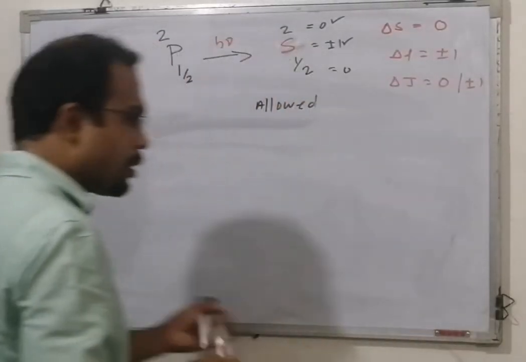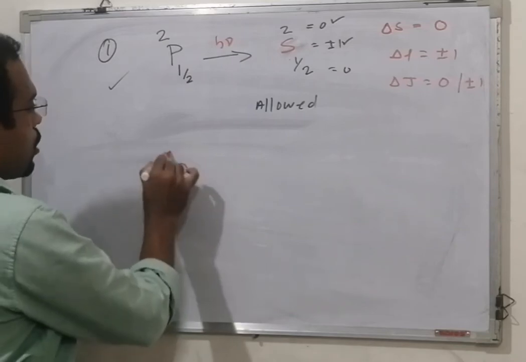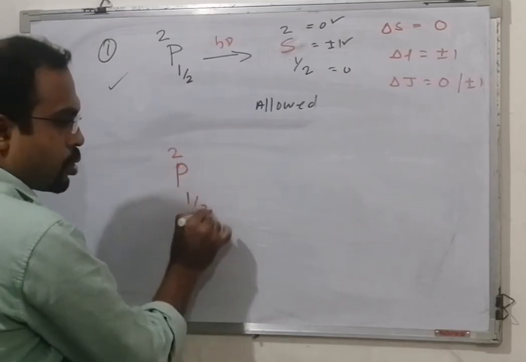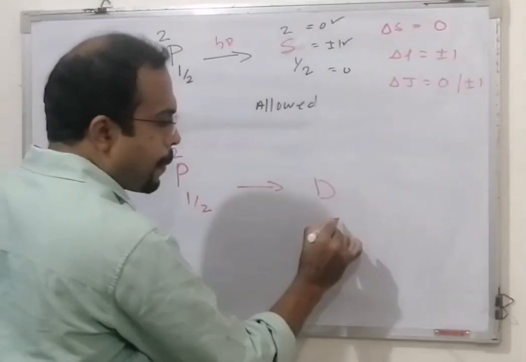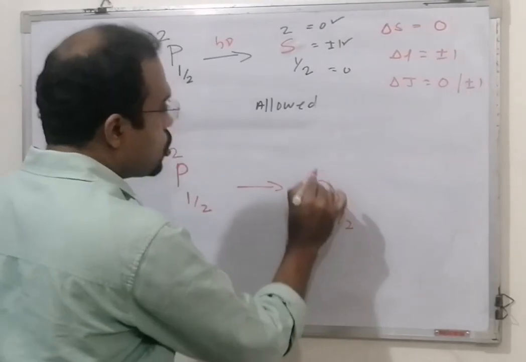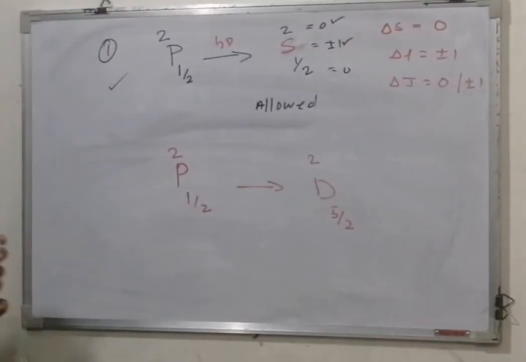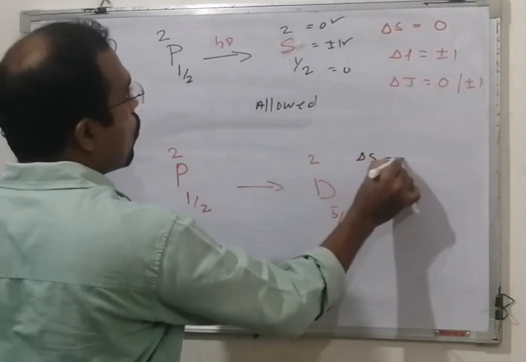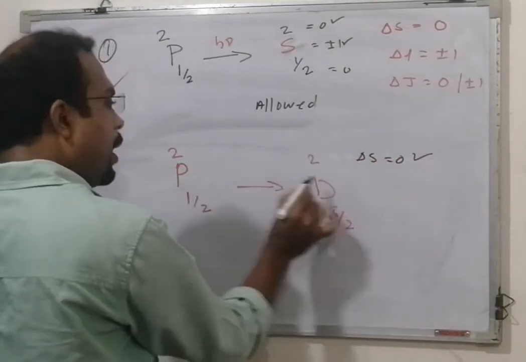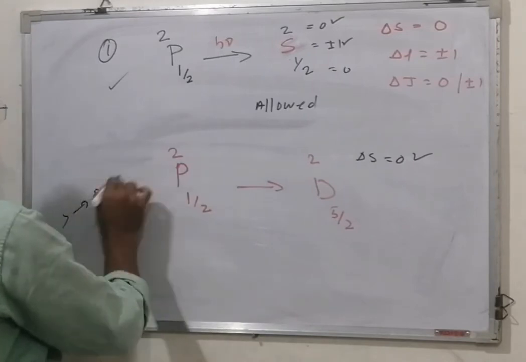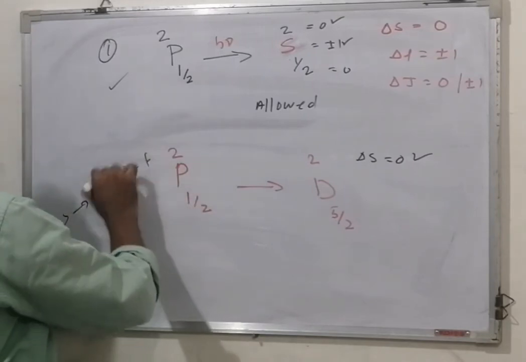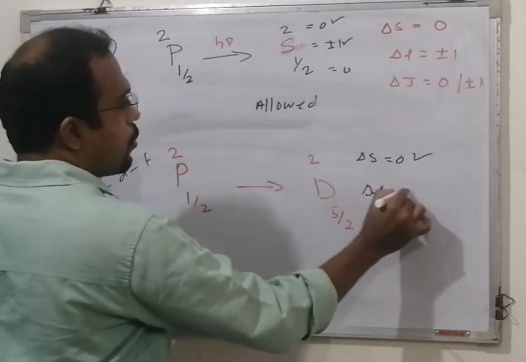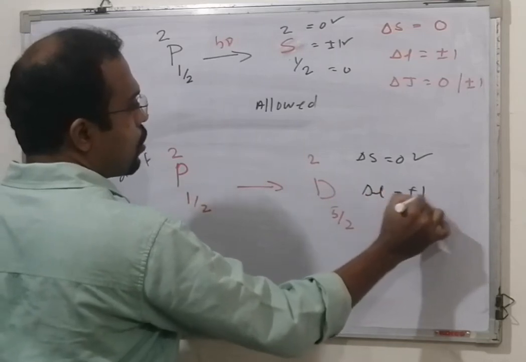Another one I will tell you, another question. 2, 1 by 2, D, 5 by 2, 2. Another transition. Okay, delta S is equal to 0. Satisfied. P to D, S, P, D, F. P to D transition allowed. Delta L plus or minus 1 allowed.